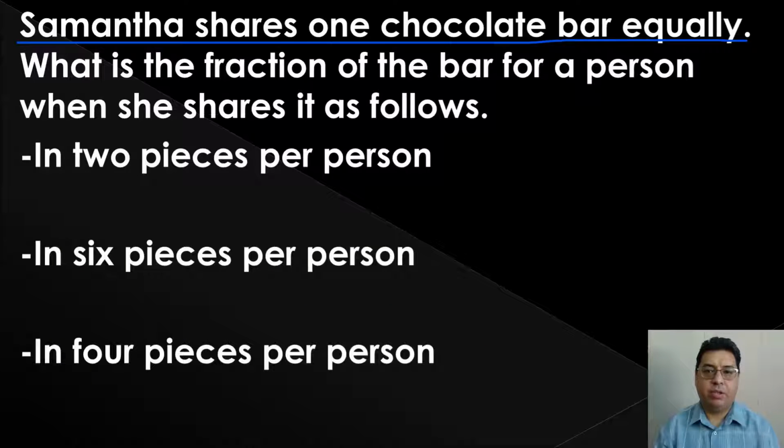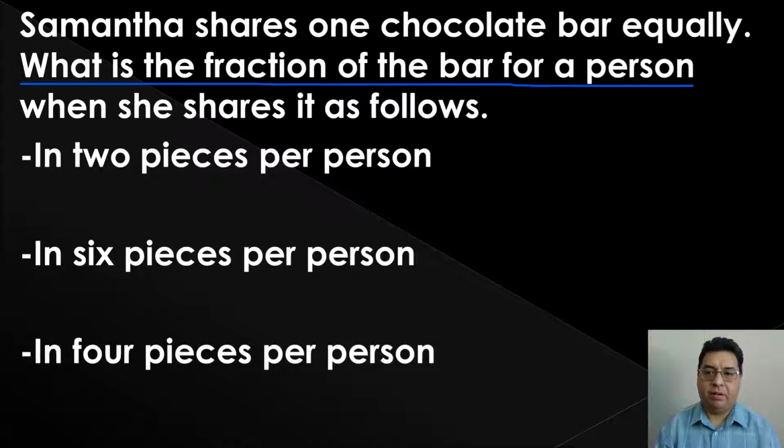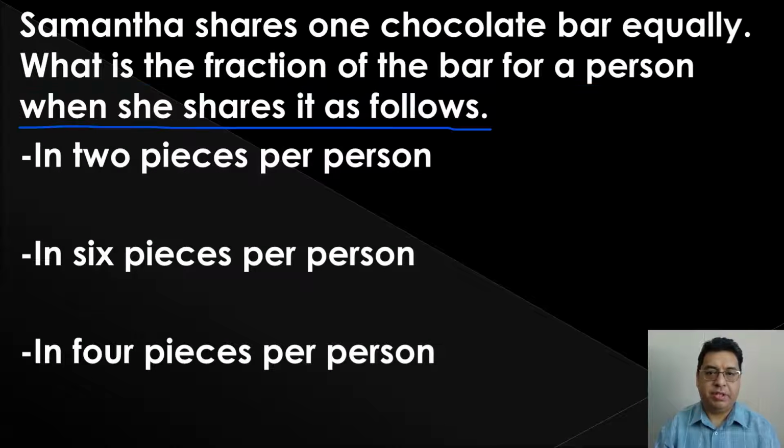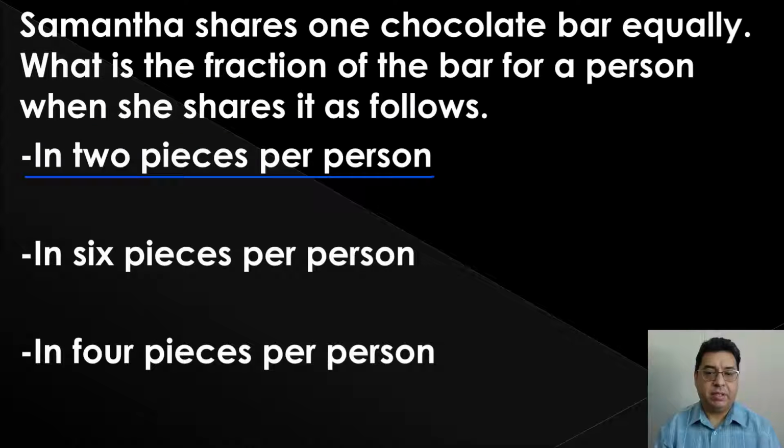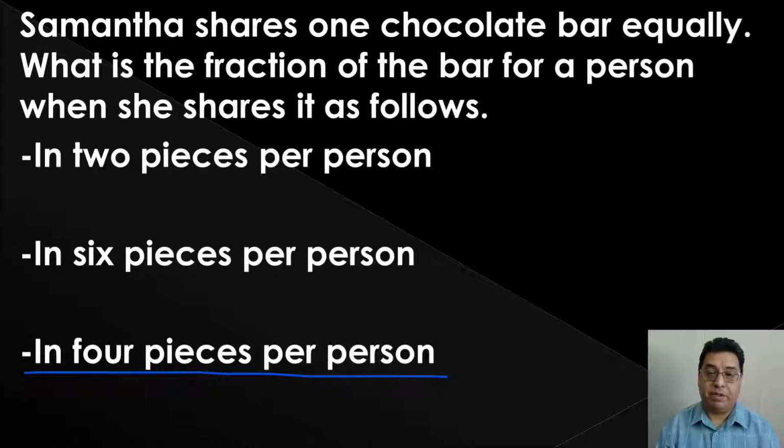Samantha shares one chocolate bar equally. What is the fraction of the bar for a person when she shares it as follows? In 2 pieces per person, in 6 pieces per person, and in 4 pieces per person. So basically, the 2 pieces are telling how many people are there to split the chocolate bar up. Okay, so if that seems a little vague, that's what it's asking.